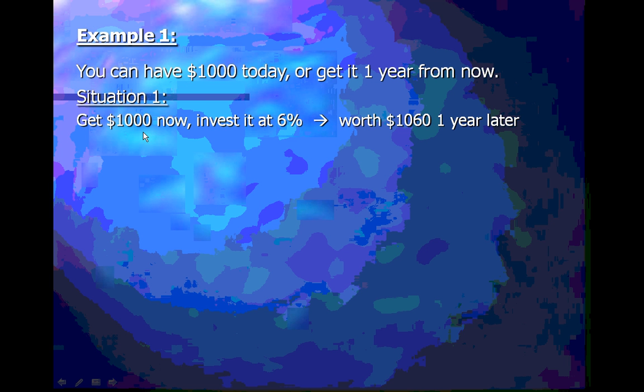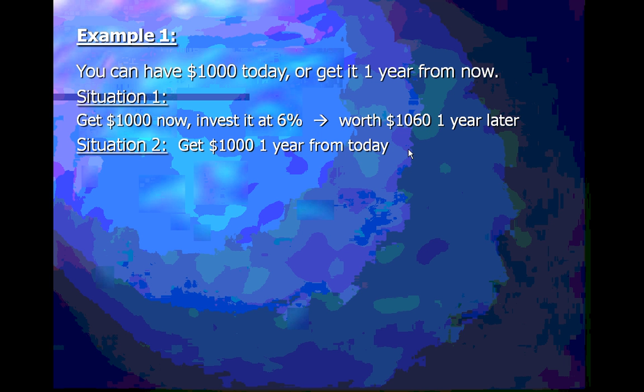Well, at 6%, you do principal times interest times time, right? $1,000 times 0.06, or move this over, 1% would be $10, so 6% would be $60. Add it to the principal, you'd get $1,060 1 year later. Okay, if you invested your 1,000, that's what you'd make, $60 in interest plus the principal back. So a year from now it'd be worth 1,060.